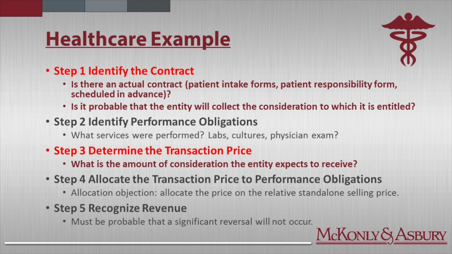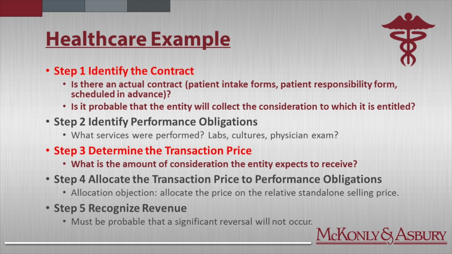You can see in step 4 there, the allocation objective. So allocate the price on the relative standalone selling price. So did you have labs, cultures, physician exam, those sorts of things that are all kind of bundled up in that $1,000. And then step 5 is it must be probable that a significant reversal of the revenue will not occur in order for you to recognize it.